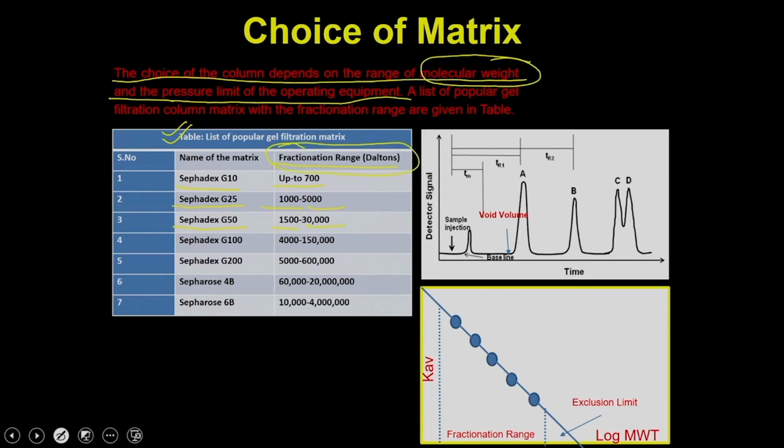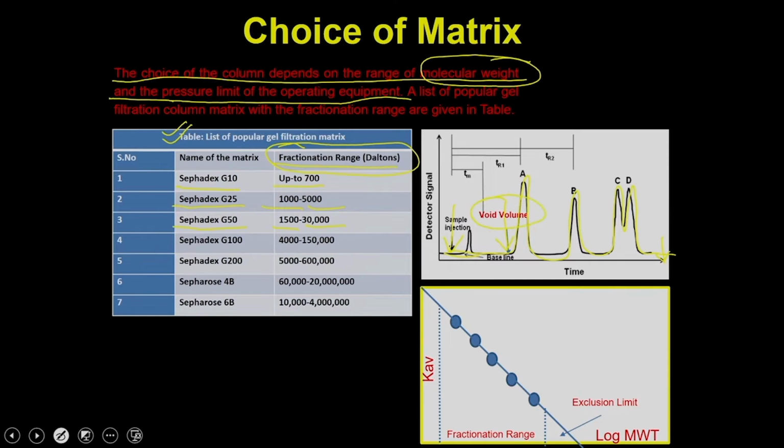If you see the elution profiles of the different types of proteins from a gel filtration column, what you will see is that you have injected the sample and then it travels, and then you see a baseline, and then you see the proteins being eluted from this column at regular intervals, and ultimately this is the end of the column. And then the place here is called the void volume.